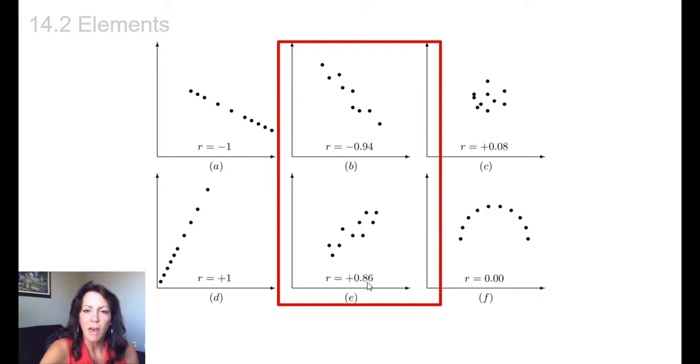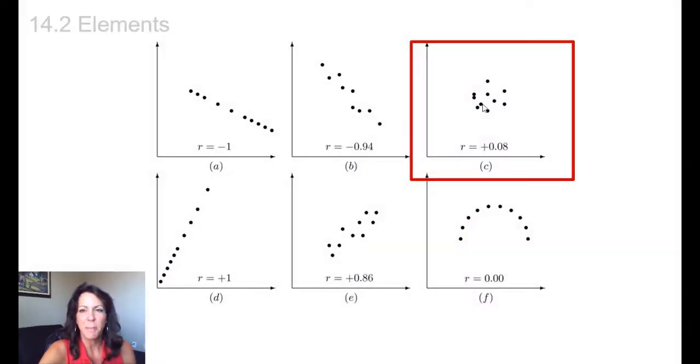And down here we have an R, or Pearson's correlation, of positive 0.86. And so again, a strong correlation. I can draw an imaginary line through the middle, and the dots are not that far away from that imaginary line. You can see that they're a little bit more spread out than this other correlation. So as correlations become less and less strong, the dots start to spread out a little bit more.